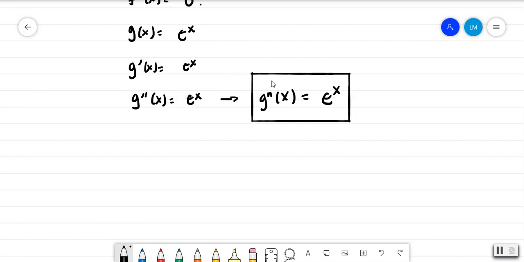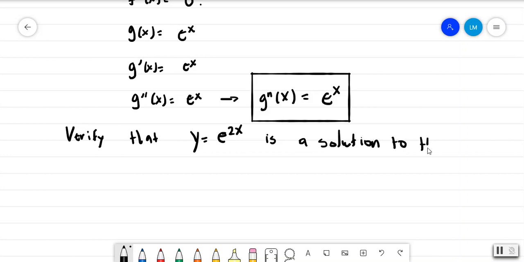Now, another way that I can demonstrate how we can apply higher order derivatives is, if I want to verify that y equals e to the 2x is a solution to the equation y double prime minus 5y prime plus 6y equals 0.